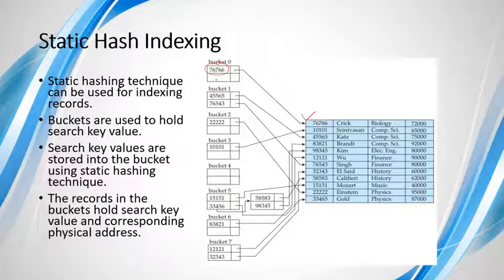Okay, so using static hashing, whenever we try to search, we generate the bucket address, and in the bucket address we search for the key. When you find the key, we can directly follow this physical location to the exact record. So this is the idea of static hash indexing.